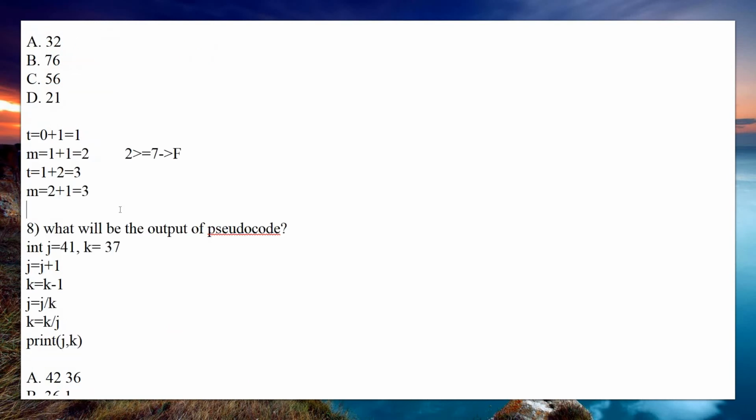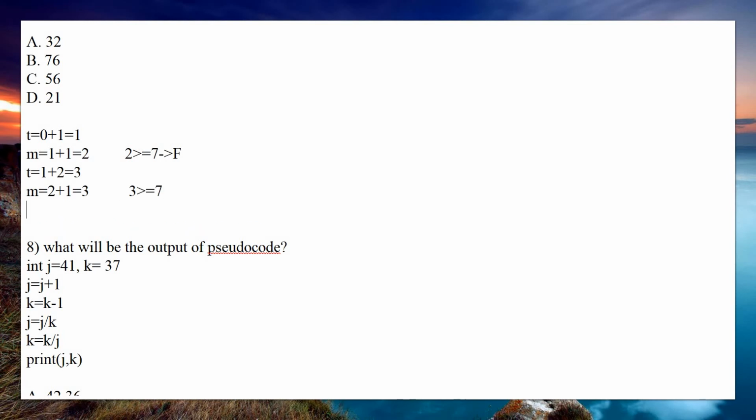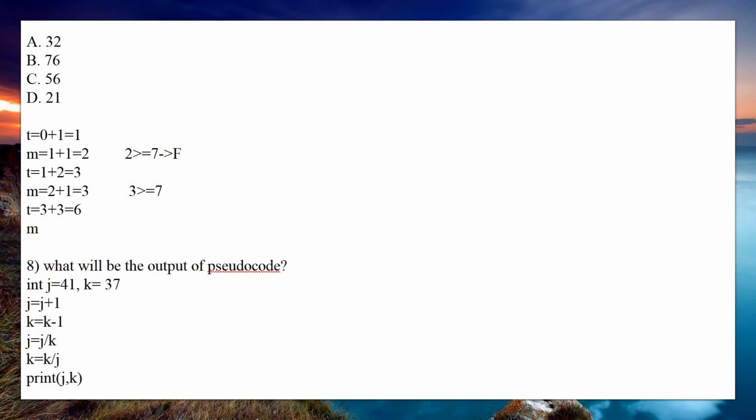Again you check whether 3 is greater than or equal to 7. The condition becomes false, so again the else part is executed. t is equal to t plus m. The value of t is 3, and 3 plus m, which is 3, will be 6. Then again m is equal to m plus 1, that is 3 plus 1, which will be equal to 4.